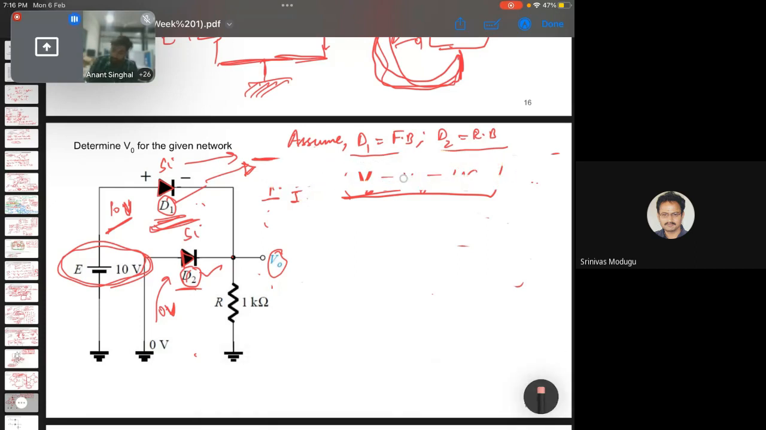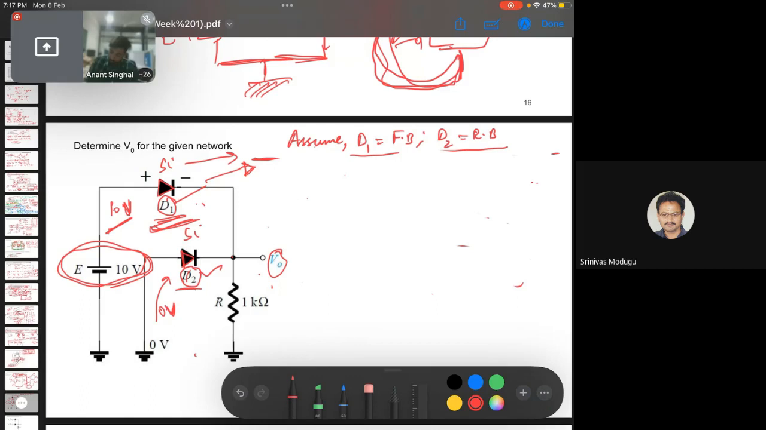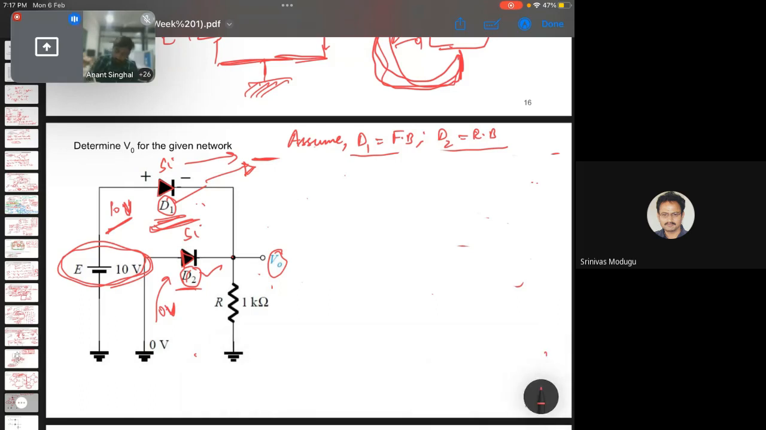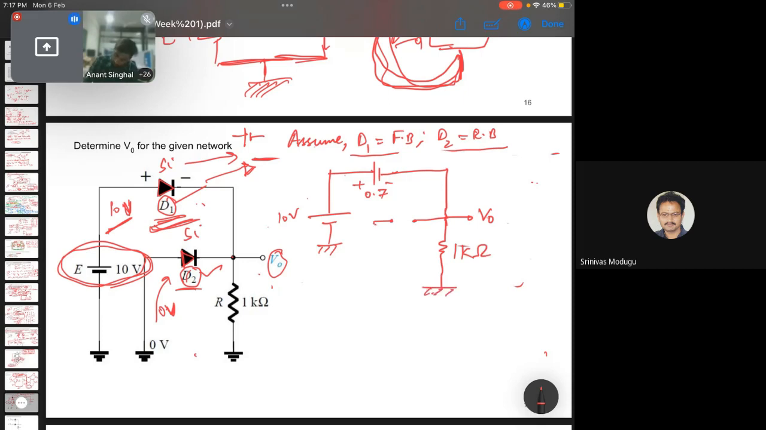So we have assumed that our diode D1 is forward biased and D2 is reverse biased. Now we'll replace D1 with a voltage source Vd, and we'll take 0.7 volt because it is a silicon diode. So let me try to remake the circuit. Here it is 10 volts. Here there will be a voltage source of 0.7. Then this diode is in reverse bias, so we'll open circuit it. Then there is V0 and then a 1 kilo ohm resistor, and here again the ground.